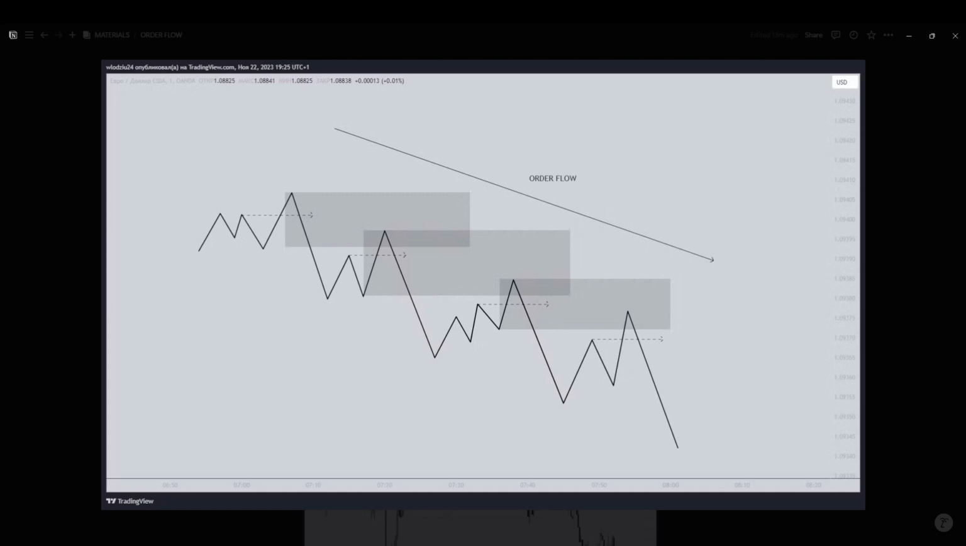For example, someone may want to see three confirmations. Only after the third liquidity collection and the third update of the structure can they say that order flow has formed. But for me, two confirmations are enough. That is just an example of how order flow looks.